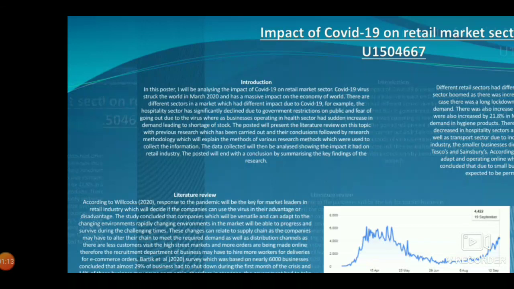This poster will also have a literature review which will show previous research conducted on this topic and what their conclusions were, and it will also show the research methodology which will explain the methods used while I carried out my research. The data which I will collect using my research will be analyzed, showing the impact on the retail industry, and the poster will end with the conclusion, summarizing the outcomes and recommending how businesses can approach this situation and minimize their effect.